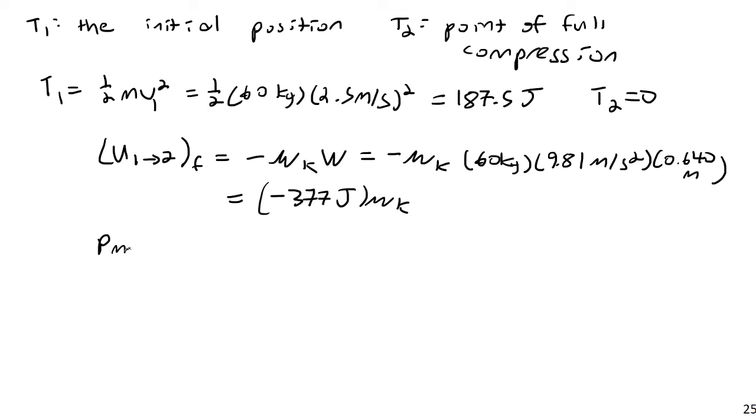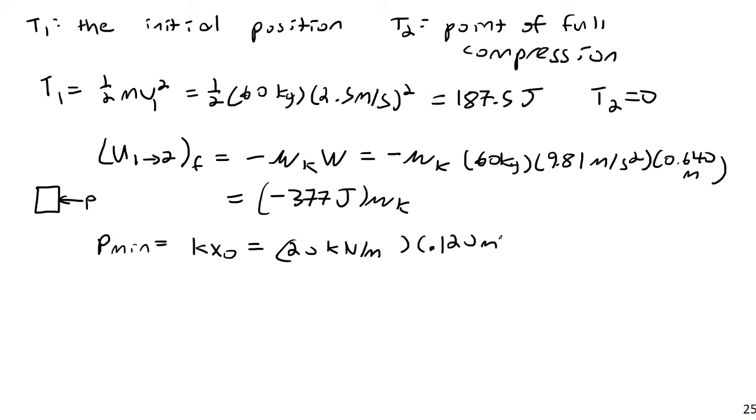P min, this is going to be the work, basically P, I'm going to let P be the package force, or the spring force. So basically we have a force P, this is the force produced by the spring that is going to decelerate the package. So P min is K x naught, the initial displacement, equals 20 kilonewtons per meter times an initial compressed length of 0.2 meters equals 2,400 newtons.